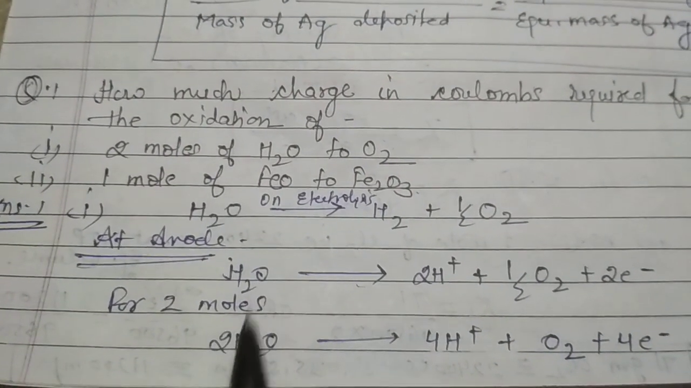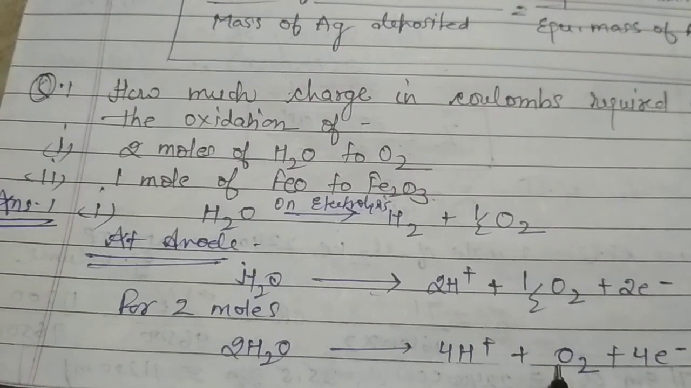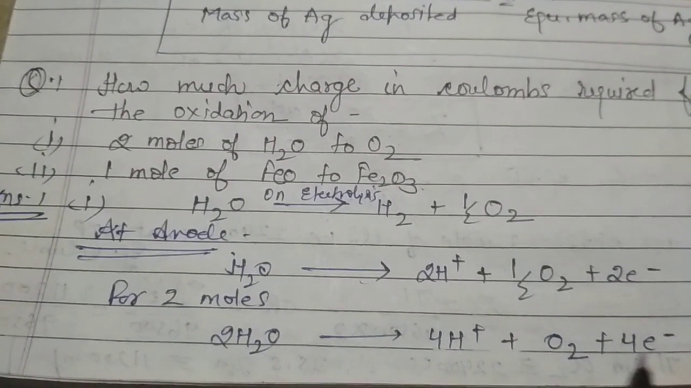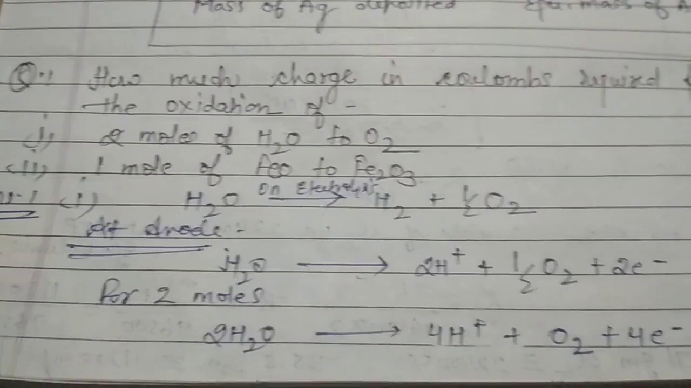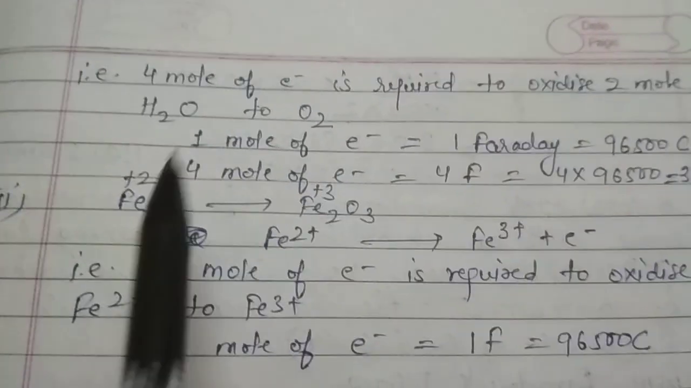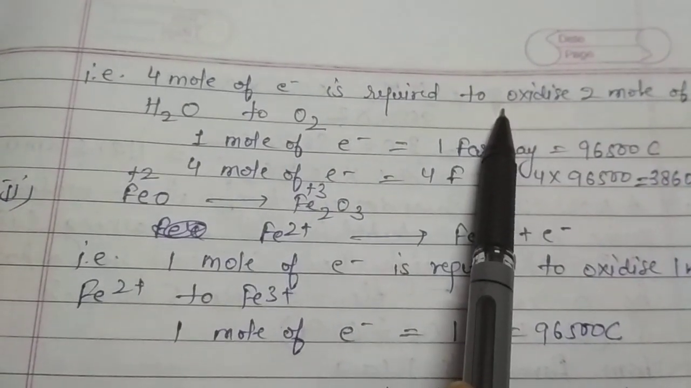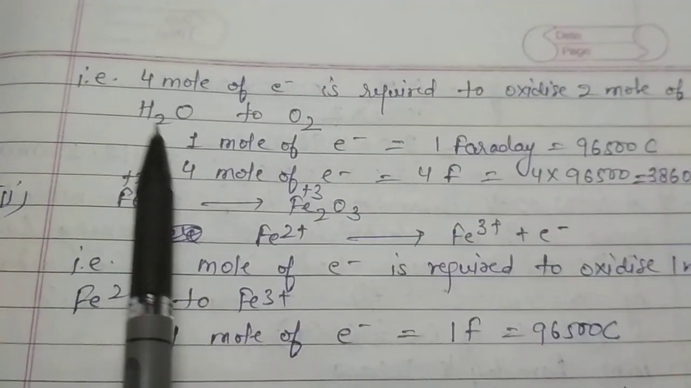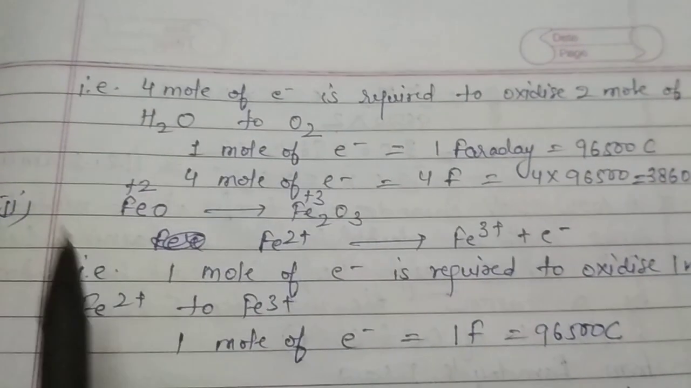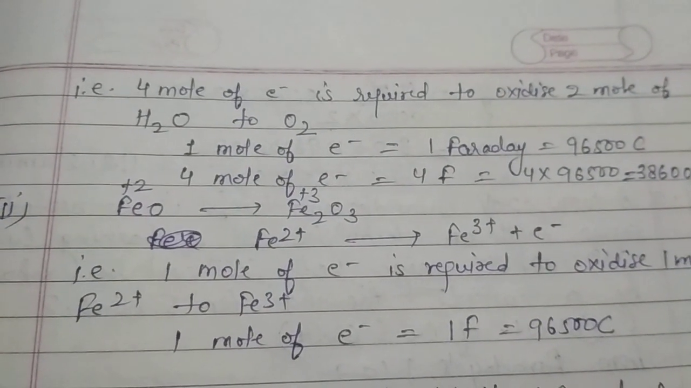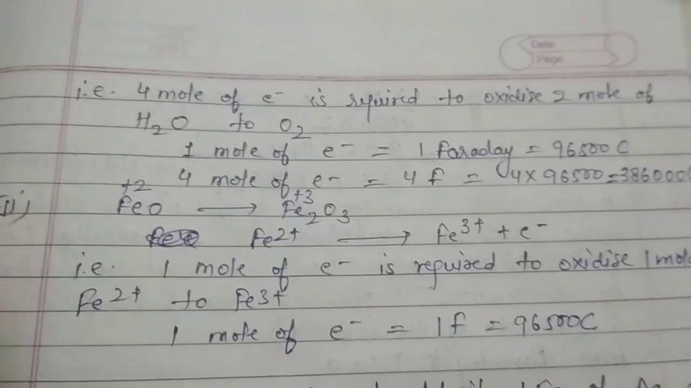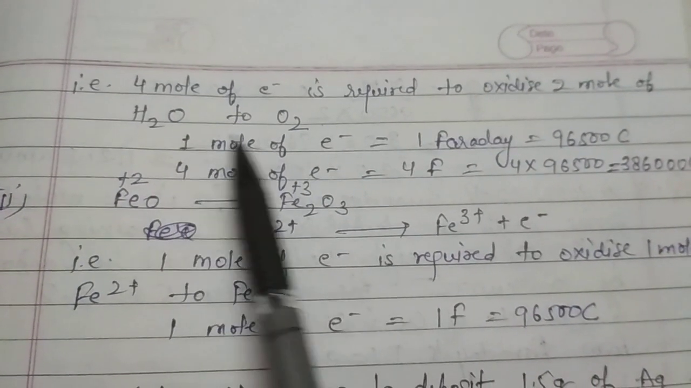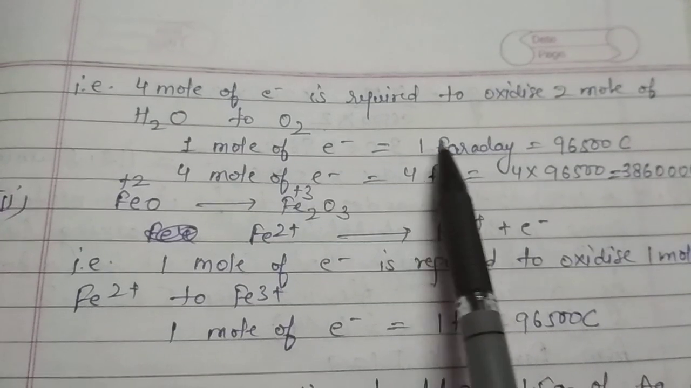It means for 2 moles, the oxygen released would be 1 mole, and here we need 4 electrons for the process that we have already discussed in the electrolysis process. So 4 mole of electrons is required to oxidize 2 mole of water to O2. So we know that 1 mole of electrons is equal to 1 Faraday.